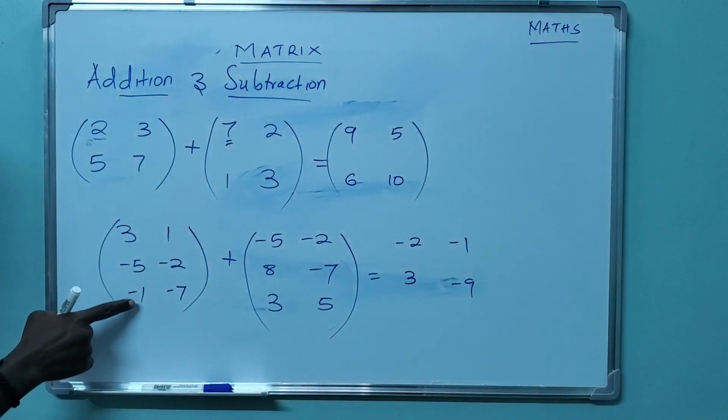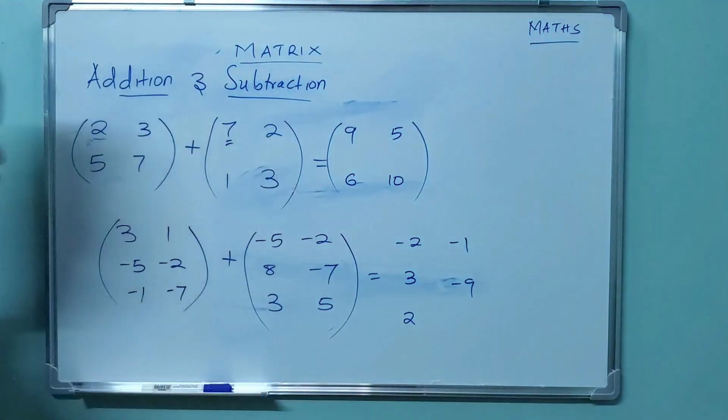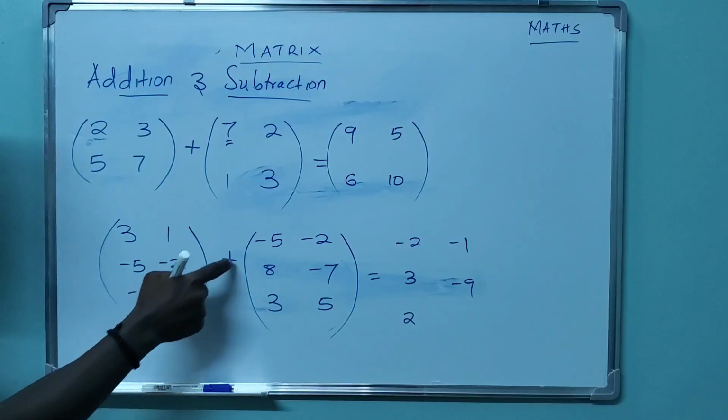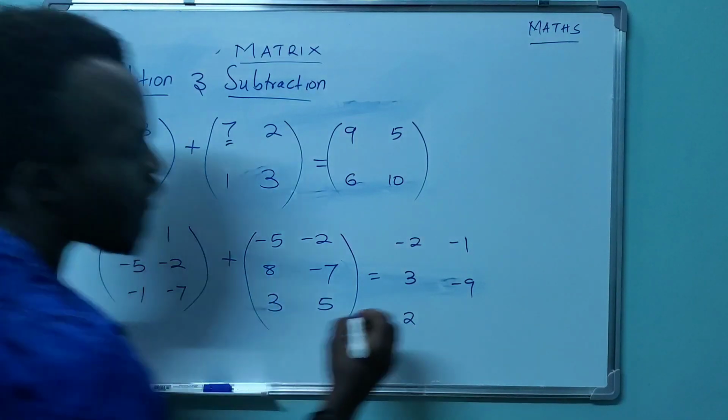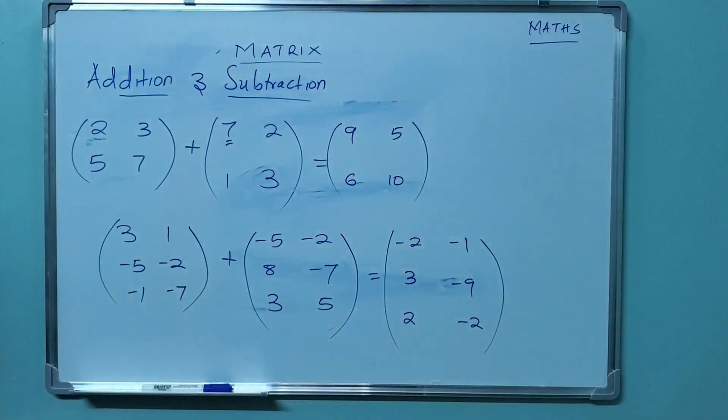Then finally, we are going to have negative 1 plus 3. I'm going to have 2 there. And finally, negative 7 plus 5. I'm going to have negative 2 there. And that is the addition of matrices.